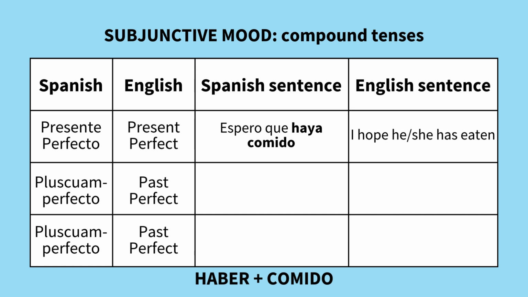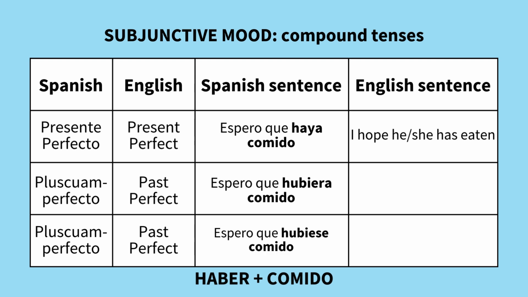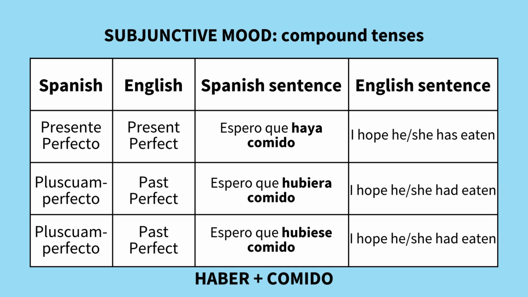In past perfect, espero que hubiera comido. Or espero que hubiese comido. I hope he or she had eaten. They both mean the same thing. And again, hubiera is more common than hubiese, but you can still see both in written text. So for the compound tenses, we're going to conjugate haber, as we see on the screen. And comido is the past participle, eaten.